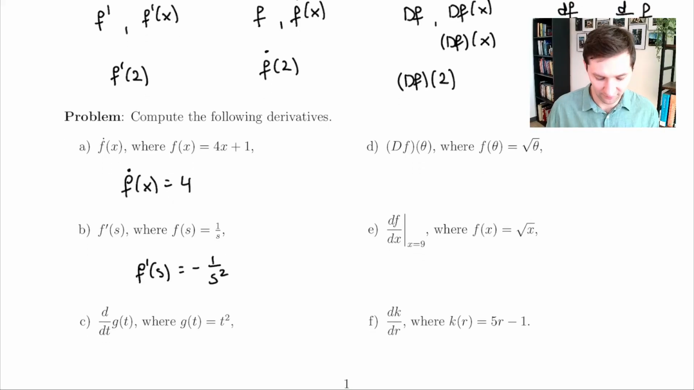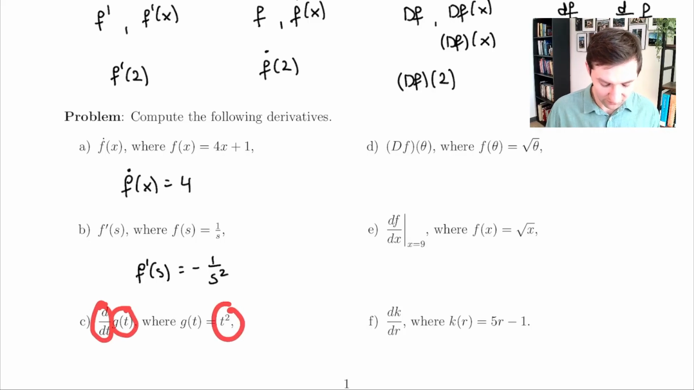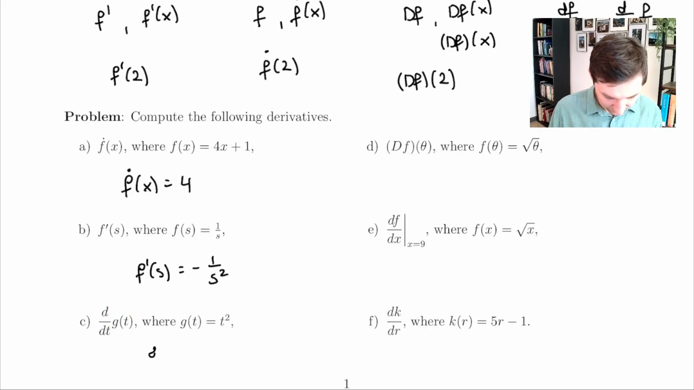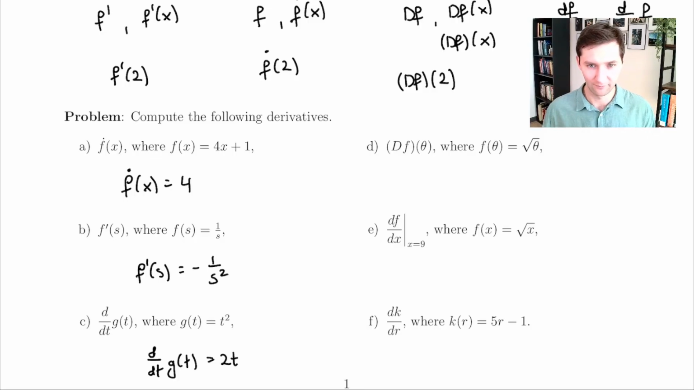In part c, we are given Leibniz notation, the derivative of g of t, where g of t is given by t squared. I know the derivative of t squared. It must be 2t.